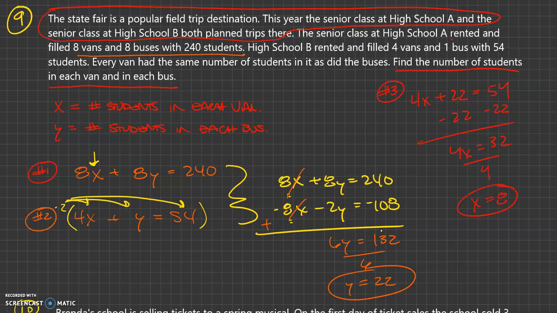There were 8 students on each van, 22 students on each bus. So if you were to solve this graphically, it would cross at 8 and 22. That's where it would cross. And let's go ahead way back over here and check our work. Let's use the top equation: 8 times 8 plus 8 times 22 is equal to 240. Does it? That's what I'm asking. Well, 8 times 8 is 64. 8 times 22 is 176. So yes, when you add the two of those together, it does in fact equal 240. So I have 8 students on each van and 22 students on each bus.